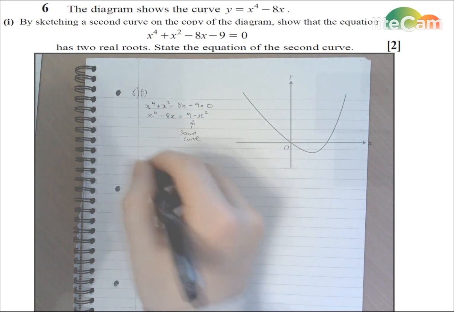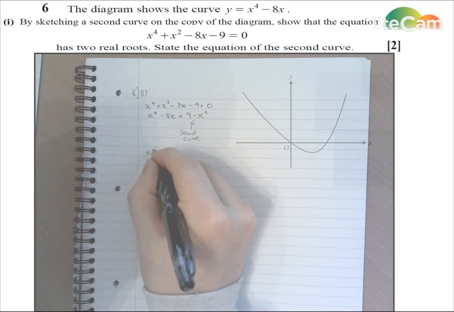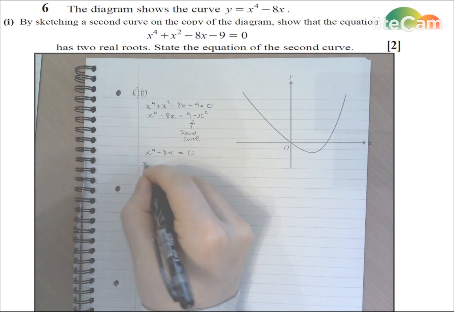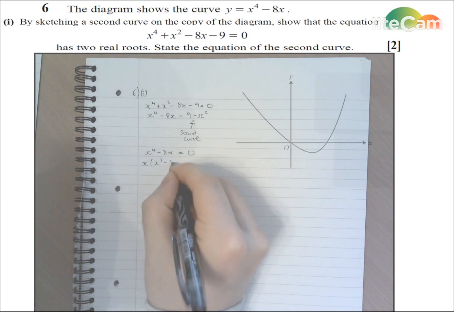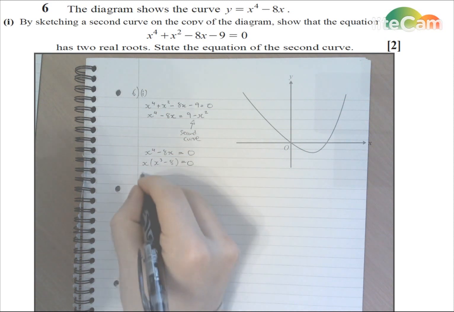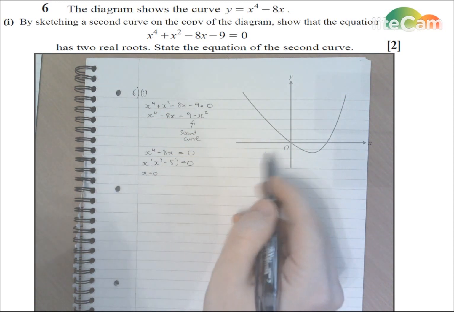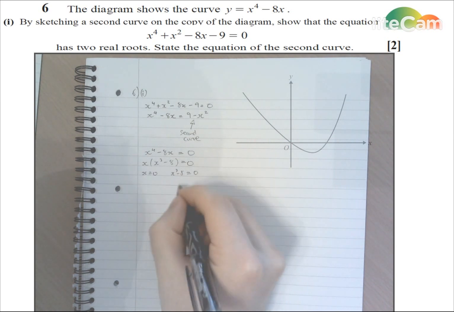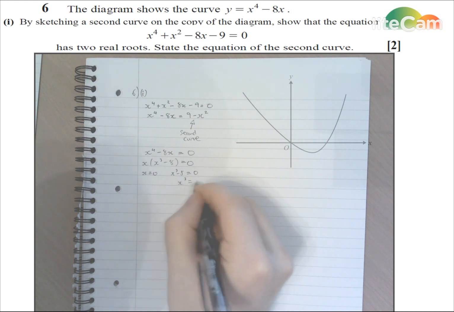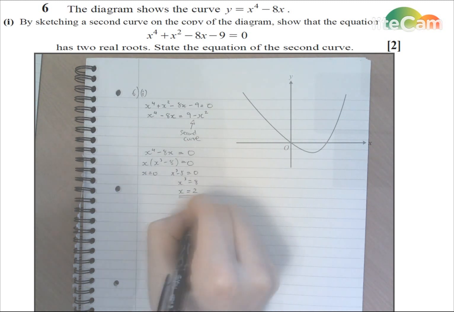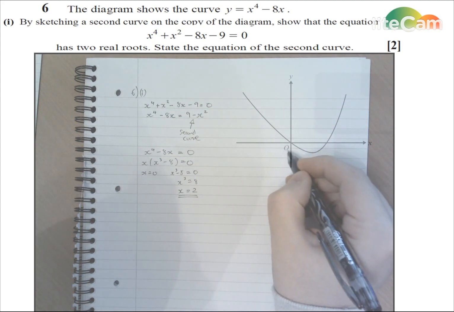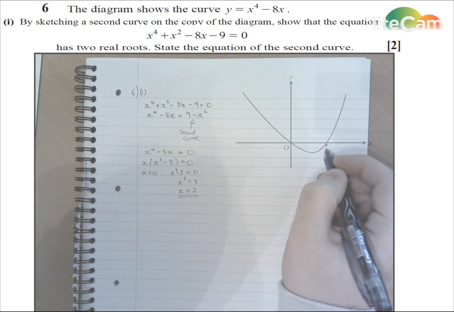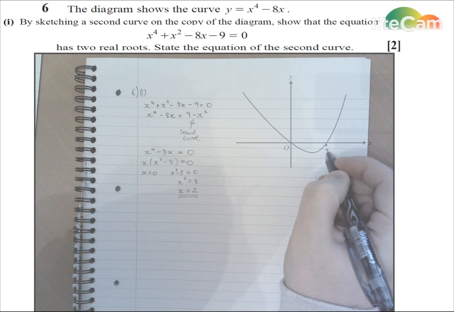So if we imagine x to the power 4 minus 8x equals 0, we can factorise that, which means we've got roots at x equals 0, well that's pretty obvious from the graph, but also at x cubed minus 8 equals 0, so x cubed equals 8 and x equals 2. So on the graph we've got 0, and this point here, this is really difficult when you haven't got the graph on your paper, is 2.